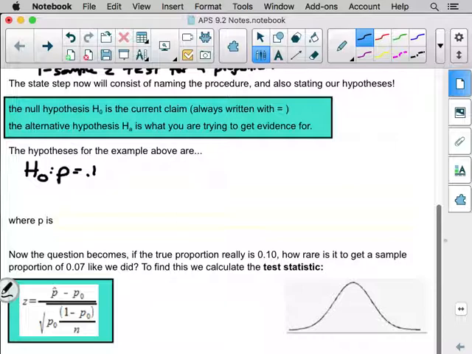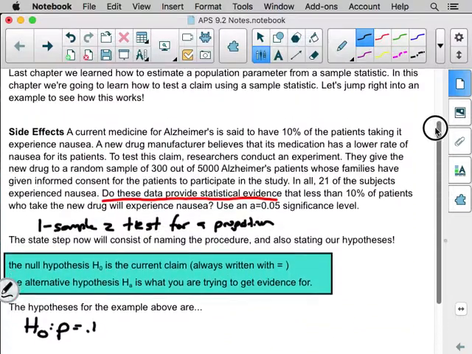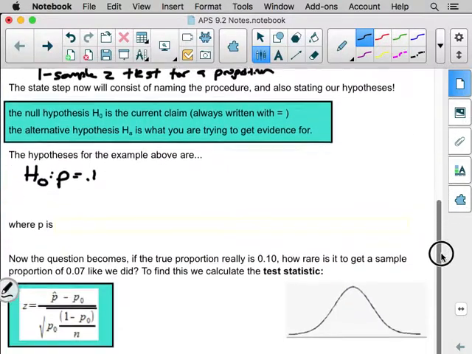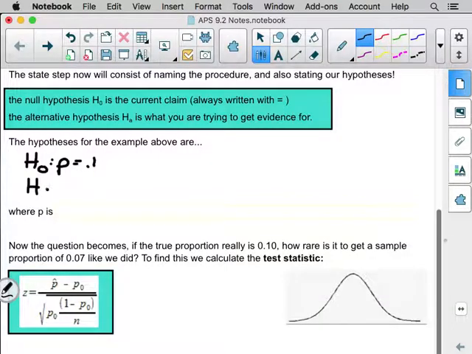Then we set up what we call the alternative hypothesis. The alternative hypothesis is what we are actually trying to gain evidence for. What are we hoping to gain evidence for with this new medication? What do we want to be true? We want to show that our new medication has less than 10% have nausea. We represent alternative, makes sense, with an A. And what we're hoping to show is our medication has less than 10% of people experiencing nausea.